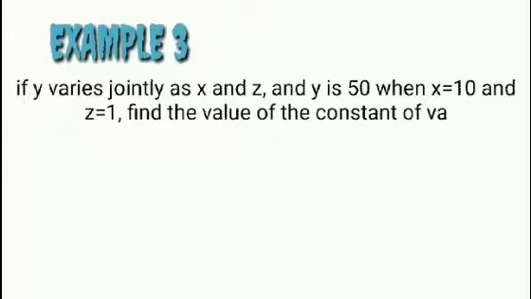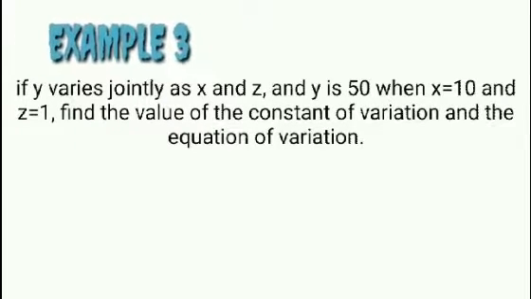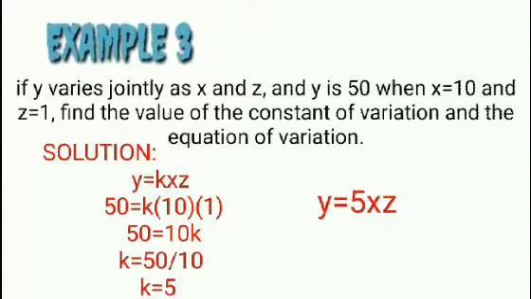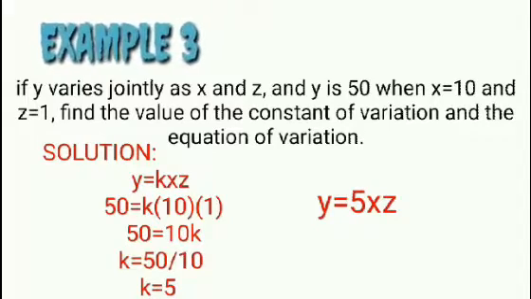Lastly, example number 3. If y varies jointly as x and z, and y is 50 when x is 10 and z is 1, find the value of constant variation and the equation of variation. Again, the first thing you will do is write the equation involving x, y, and z. Second, substitute the given values in the equation. Third, simplify. Fourth, solve for k. And after you solve for the k, substitute the value of k in the equation to get the equation of variation.